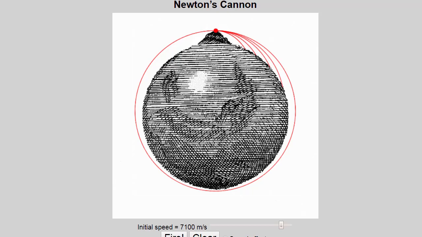Really, orbiting objects are a special kind of projectile. And that allowed him to make the connection that the force of gravity, which he was pretty familiar with causing objects to fall, is the same force that's causing objects to orbit.